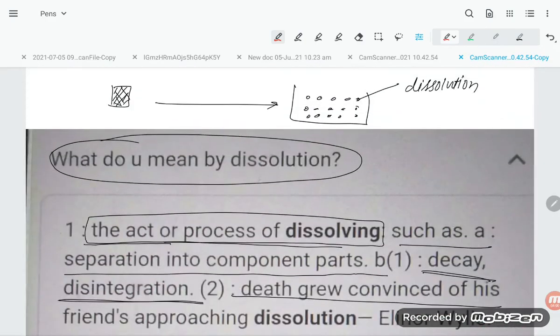So these are all the steps, students, and all the possible questions based on dissolution.